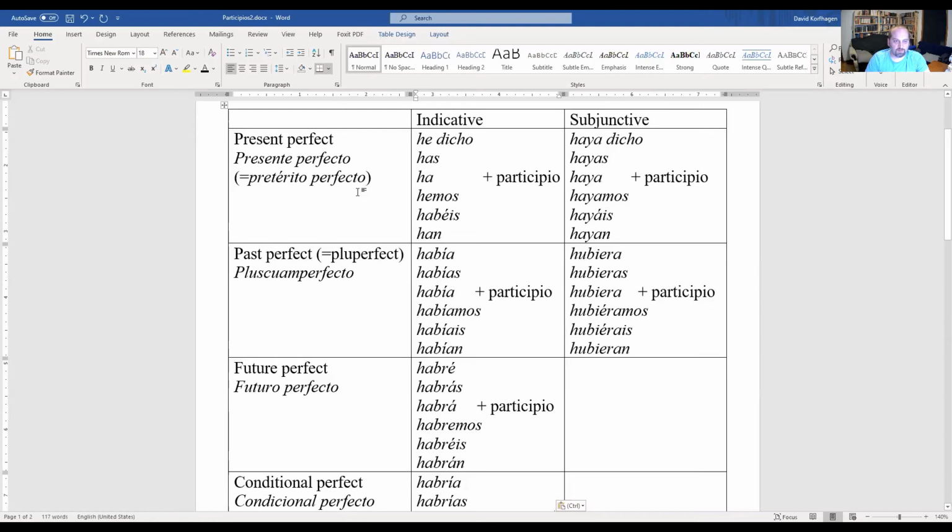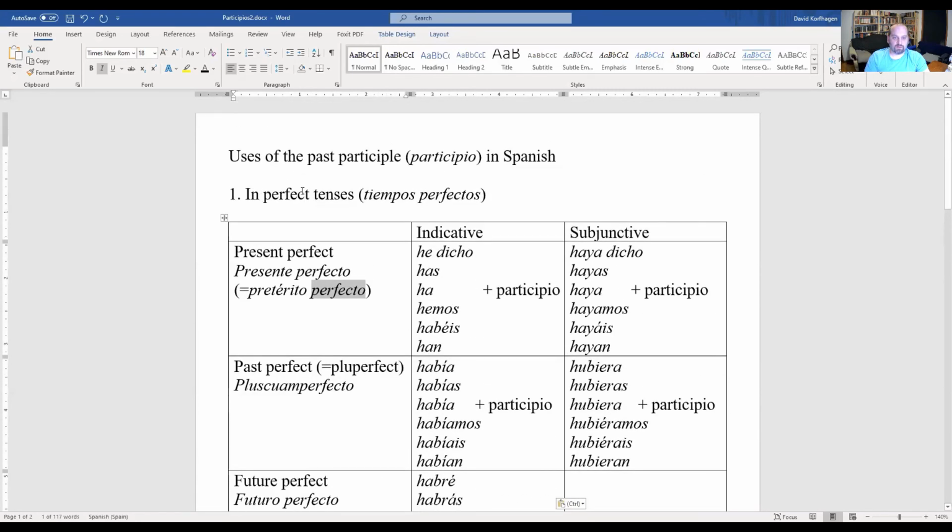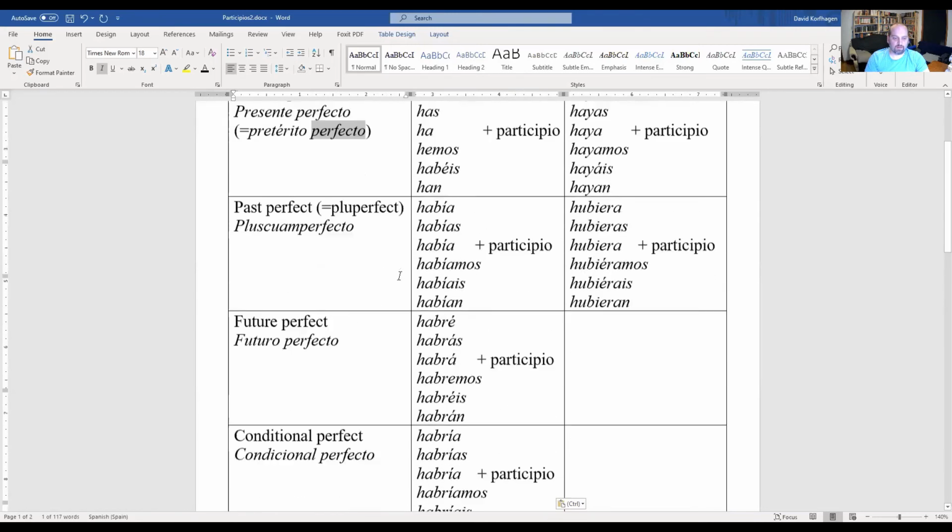Notice also a little bit with terminology. Most places we call it the present perfect, presente perfecto, but in some places they actually call it the pretérito perfecto, which can be a little bit confusing, right? But the main thing is when we're talking about a perfecto, a perfect tense, it's some form of haber plus a participle. When it includes a participle, that's what makes it a perfect tense. So that's the first use: you use the past participle, participio, in perfect tenses.